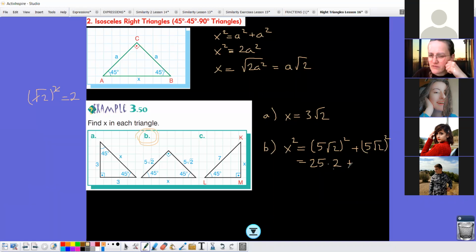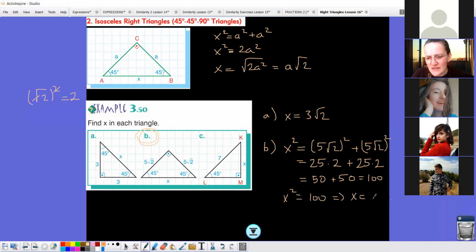Plus also here, we have the same thing. 25 times 2. What will be the result? 50. 50 plus 50 is 100. x squared is 100, so x will be the root of 100, which is 10.